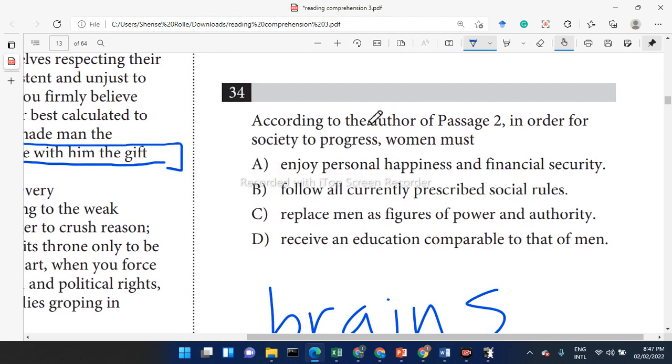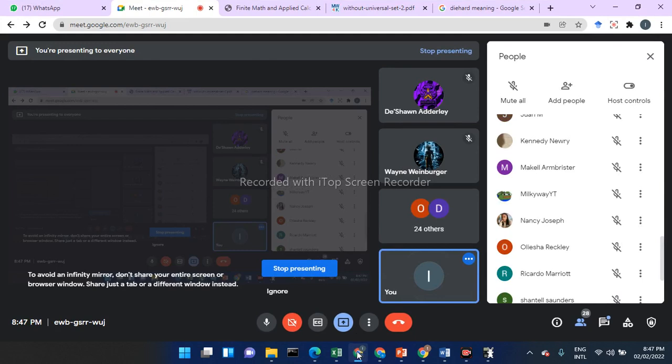Okay, so according to passage 2, in order for society to progress, women must: A. enjoy personal happiness and financial security, B. follow all currently prescribed social rules, C. replace men as figures of power and authority, or D. receive an education comparable to that of men. D. Very good. I'm glad y'all got that. It is D.